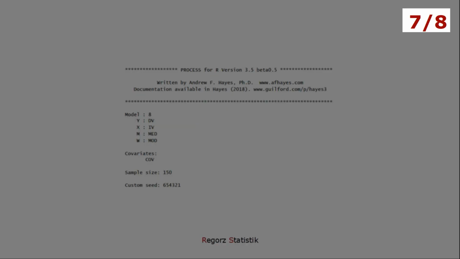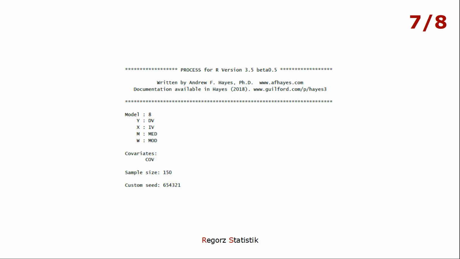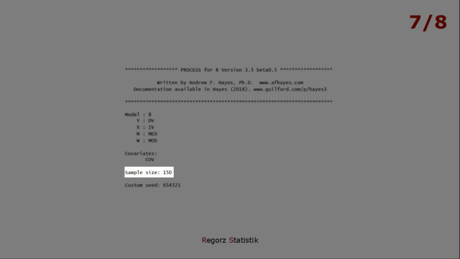Some parts of the output are the same for model 7 and 8, and some differ. The output starts with general information that looks more or less the same for model 7 and 8. Here the model number, the variables, the sample size, and our custom seed value.